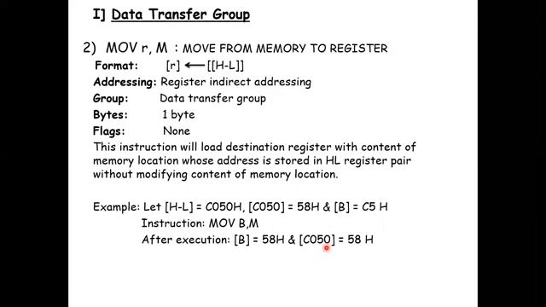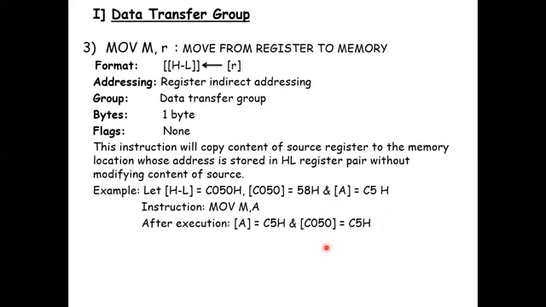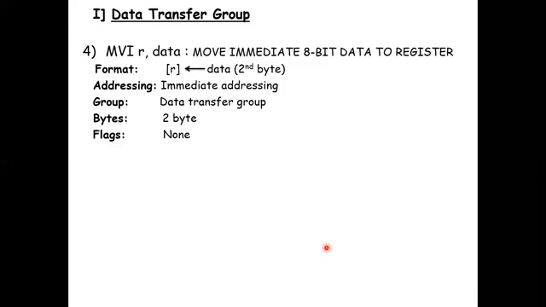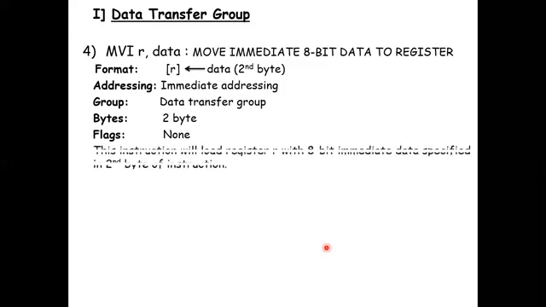Data transfer group also includes move from memory to register. Here is another example. In the last one we had 2 registers. Here we are using the memory and the register, but the same move concept. So MOV M, A and similar instructions are also in the data transfer group.